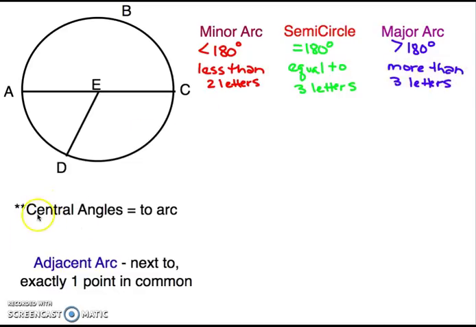Other terms we have on here are central angles, and those are always going to be equal to our arc. And then adjacent arc means that it's next to and it has exactly 1 point in common. So we'll look at those on this next screen.